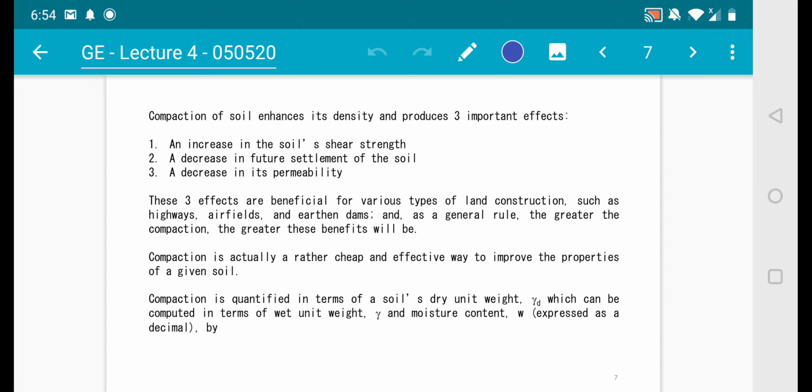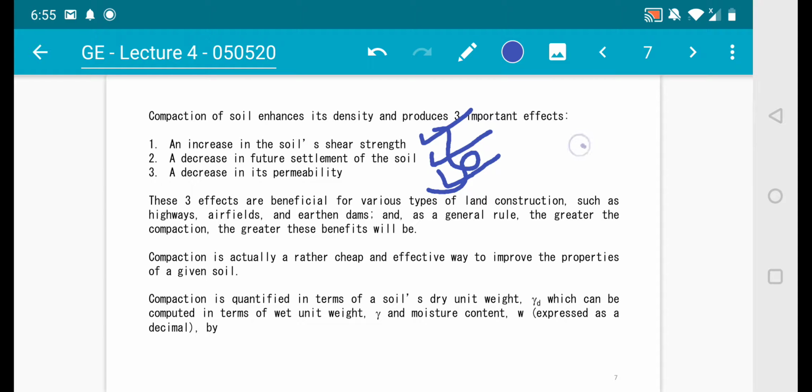Now, three important effects from soil compaction are presented here. The first one, an increase in the soil shear strength. So this one makes sense. Second, a decrease in future settlement of the soil. When the soil is compacted properly, you can prevent future settlement. Third, a decrease in its permeability.